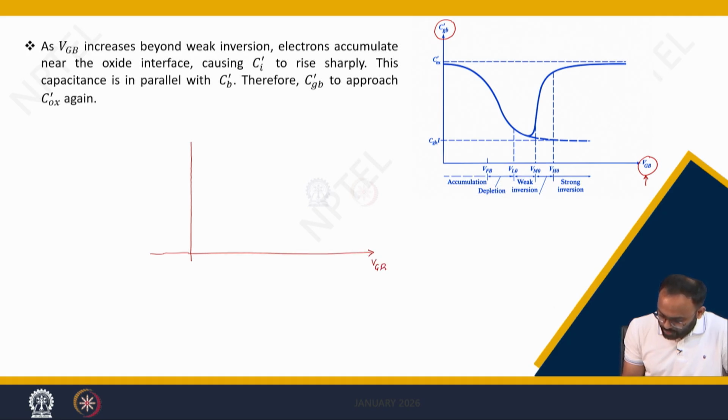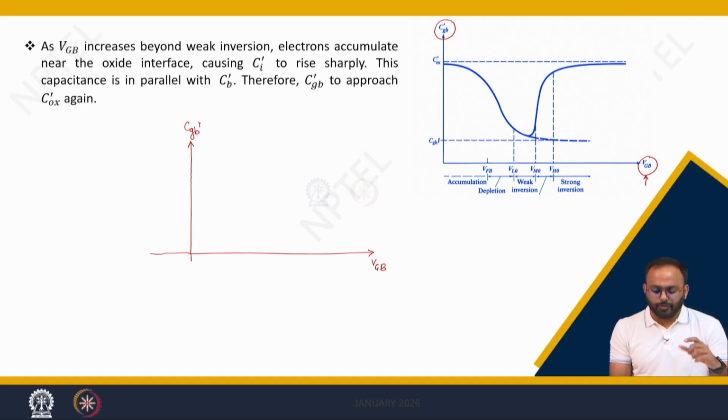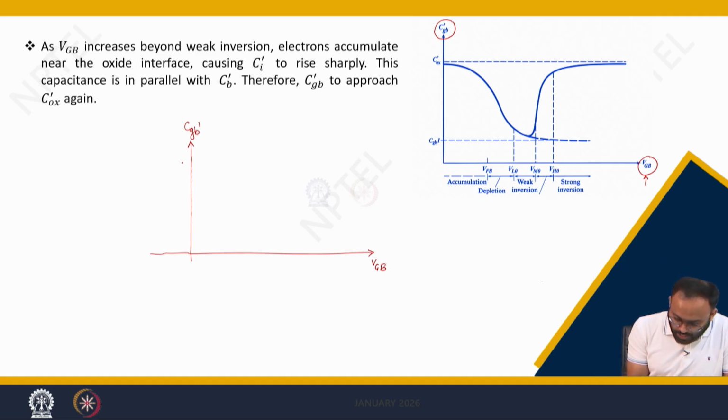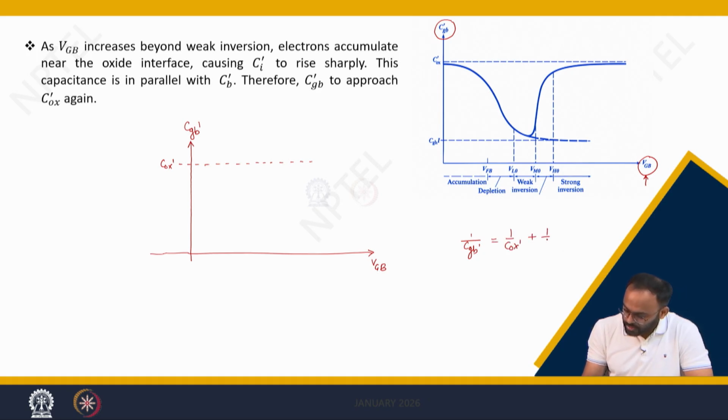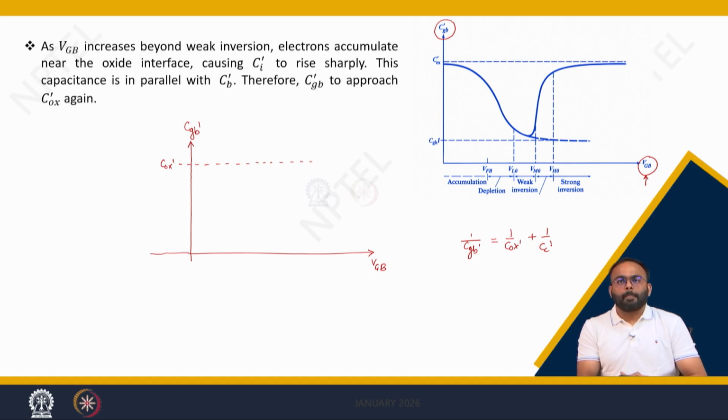So, this is the gate to body voltage and this is the total CGB dash, which is the small signal capacitance of your MOS structure. Now, the maximum possible capacitance is nothing but COX dash, because remember that CGB dash is a combination of COX dash and CC dash. In various regions of operation, when CC dash varies, the value of CGB dash varies accordingly, but it will not exceed COX dash.